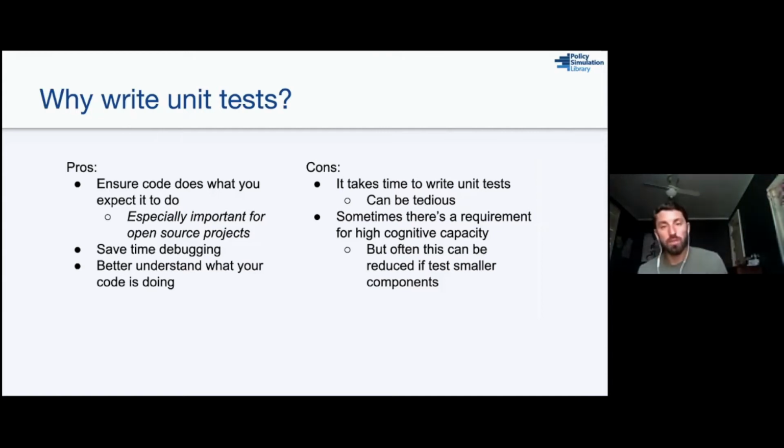Now you can reduce that by breaking your code into smaller chunks. And this is good programming practice in general, but by writing smaller functions that delineate different tasks in very finite ways, you can reduce that cognitive burden, because you're writing tests for just smaller bits of logic. But nonetheless, sometimes you can't do that, and there's a degree of cognitive capacity that's required. So it can be hard to think about, not just time consuming.